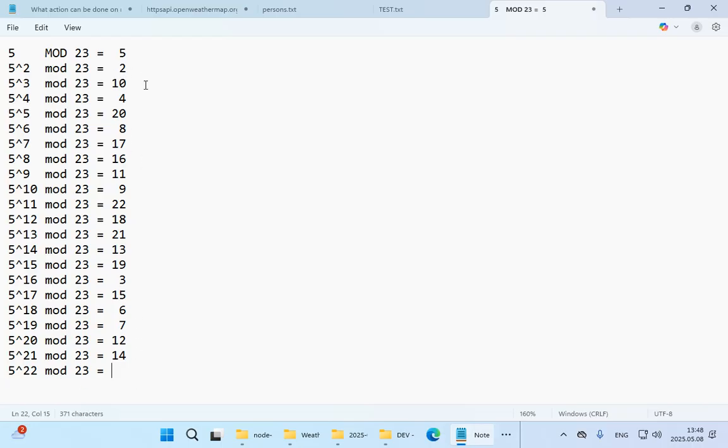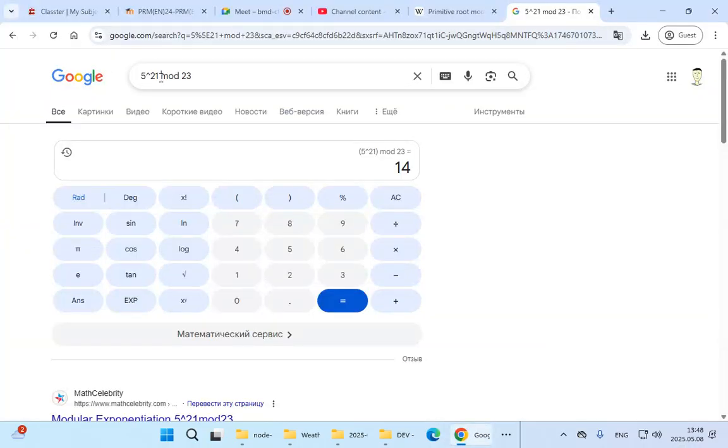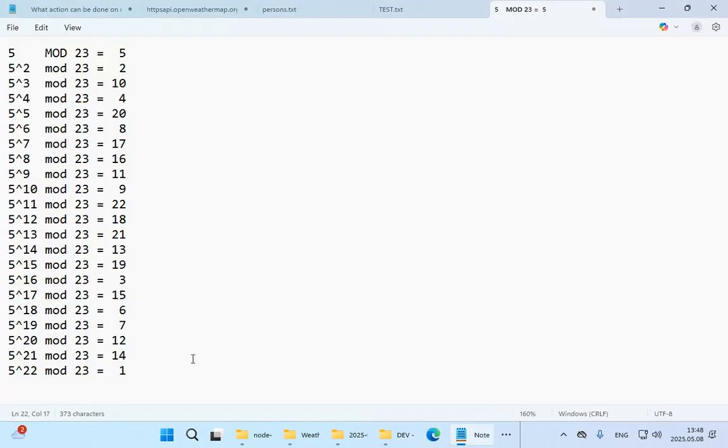What is the result? Maybe 1? Let's check. It's 1. And what is interesting, what will happen if you take 5 to the power of 23 mod 23? What will be the result, guys? It is 5. Do you see that it is 5 again? Because here you have 1, and after this you will have to multiply it again by 5.